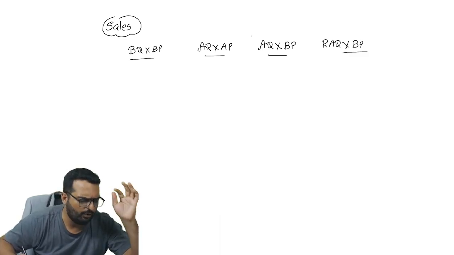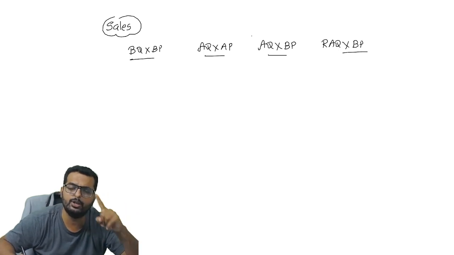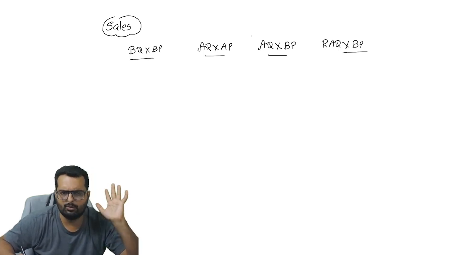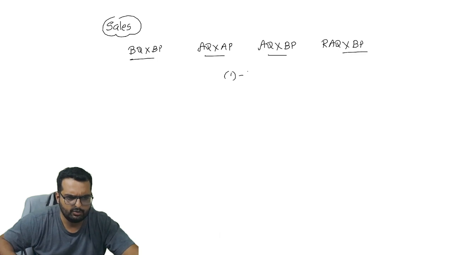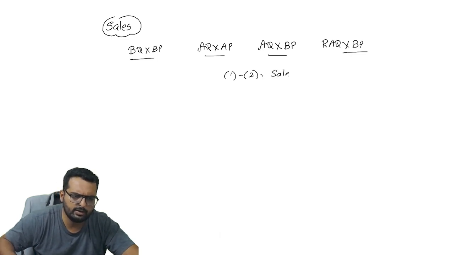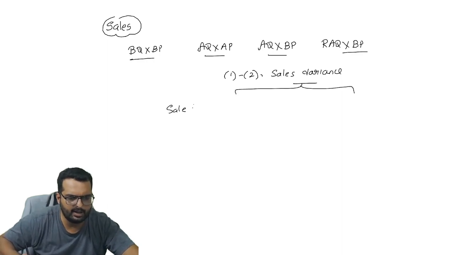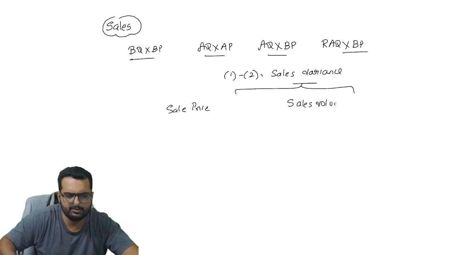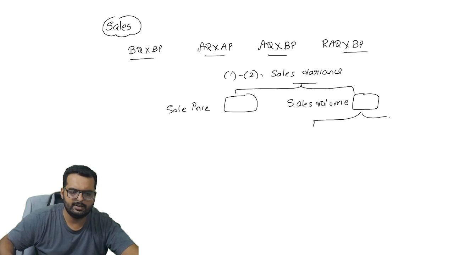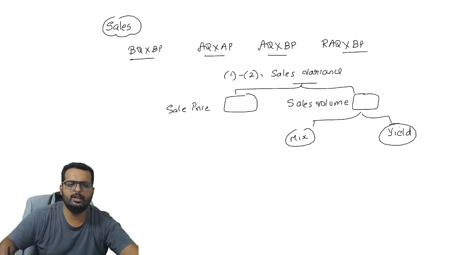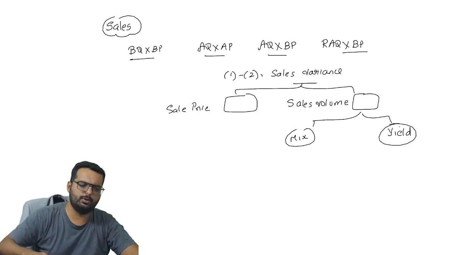Budgeted quantity. For sales, you don't have a standard quantity. You only have a budgeted quantity. Everybody clear with that? So 1 minus 2 will be called what? Sales variance. Inside this, you will have sales price variance. And here you will have sales volume variance. All right. Inside this, mix variance, yield variance. Can you put this format in your books now?